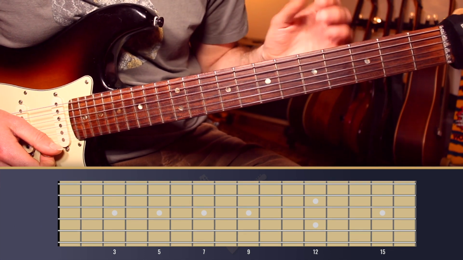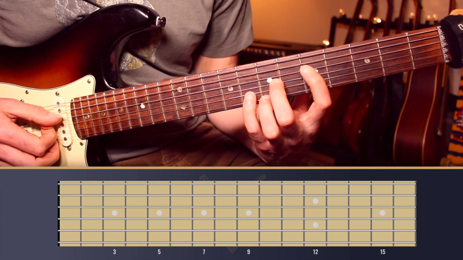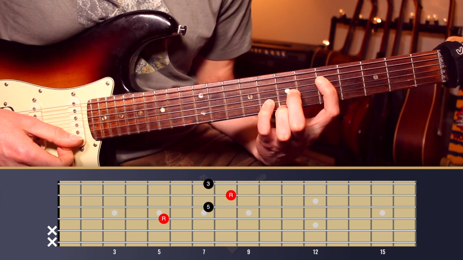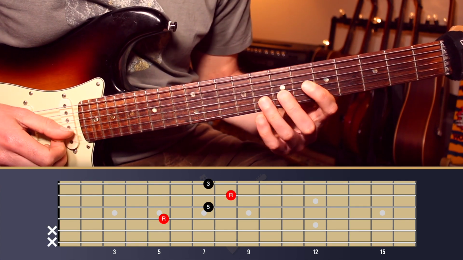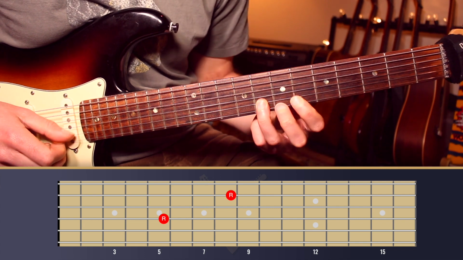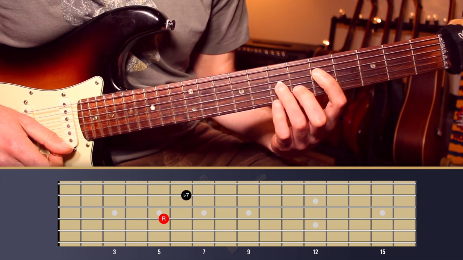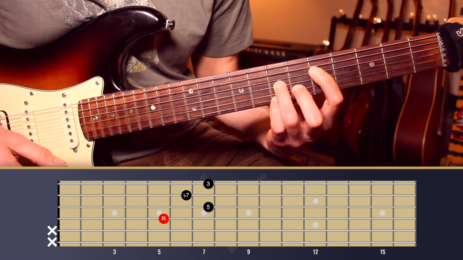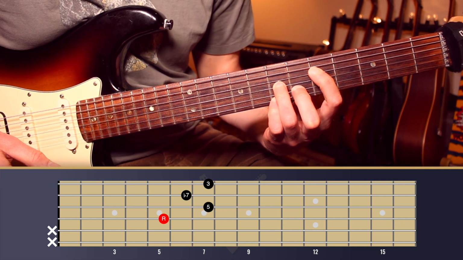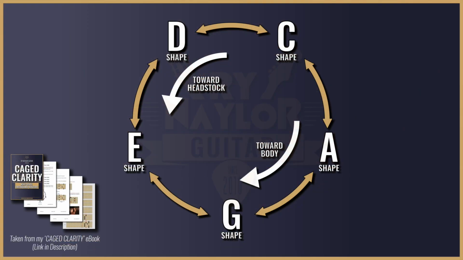G, E, D will be the next shape. The major bar chord looked like this. There's the octave root note. There's the flat 7, add it back in. G7 in the D shape. G, E, D. We're at the end of the word CAGED, so we loop back around into the C shape.